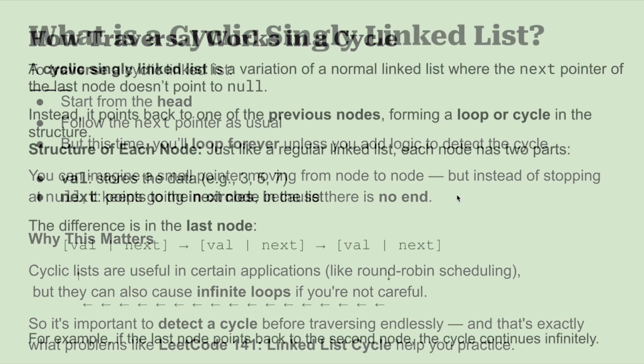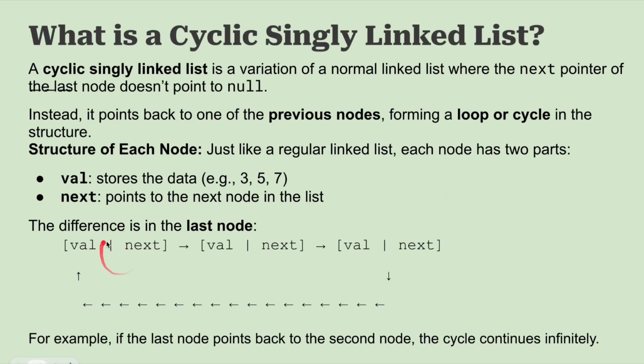Let's suppose we start from here. We'll find the next node, then the next node, like this. So you will go into a loop. So you have to find a way where you will not traverse this again. Let's suppose we mark this node as visited. But whether this concept will work or not, we will see later in the video.